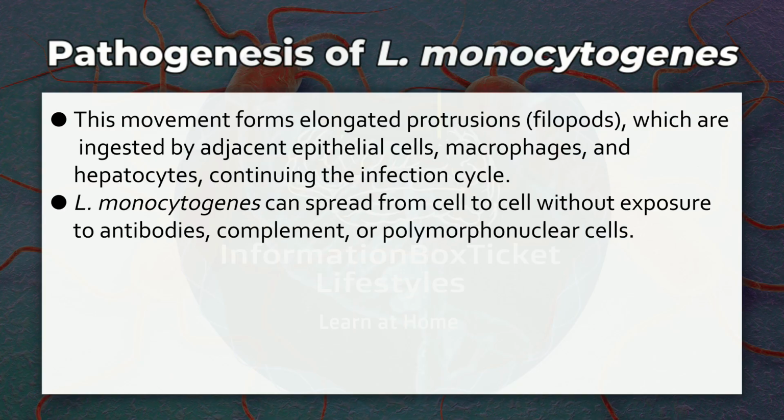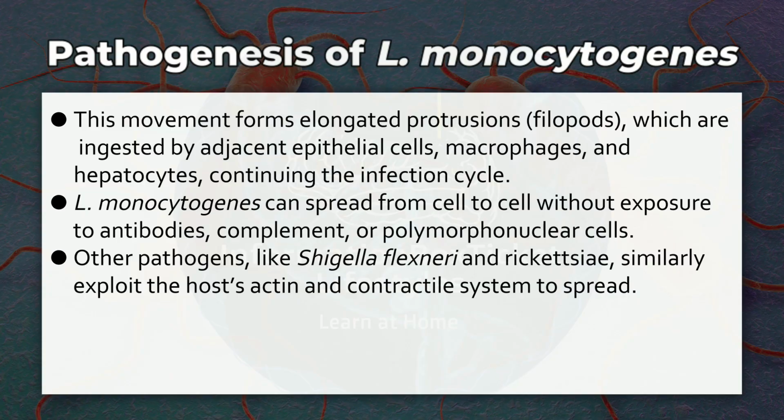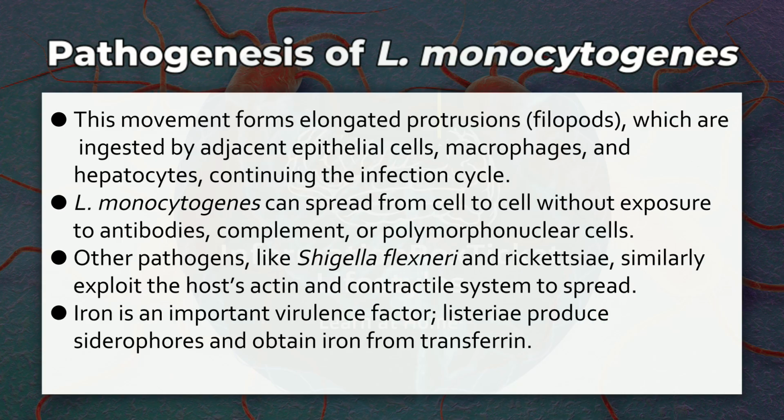Listeria monocytogenes can spread from cell to cell without exposure to antibodies, complement, or polymorphonuclear cells. Other pathogens, like Shigella flexneri and Rickettsia, similarly exploit the host's actin and contractile system to spread. Iron is an important virulence factor. Listeria produce siderophores and obtain iron from transferrin.